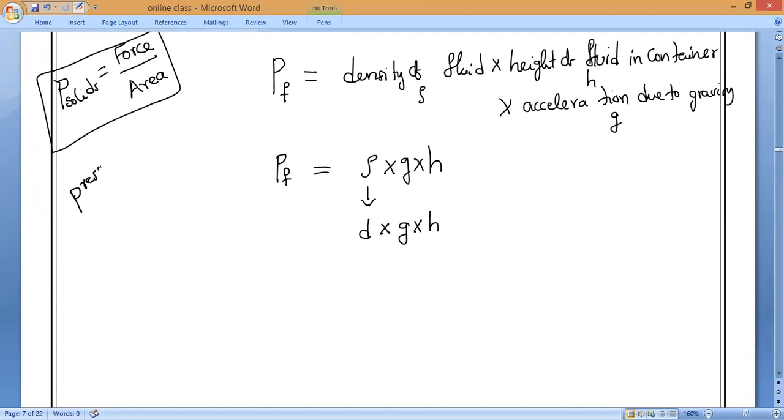As I told you, the formula might vary, but the unit of pressure is ultimately always the same. Can anybody tell me the unit of pressure? The unit of pressure is Pascal. And as we know, 1 Pascal is equal to 1 Newton per square meter. That is what we studied.